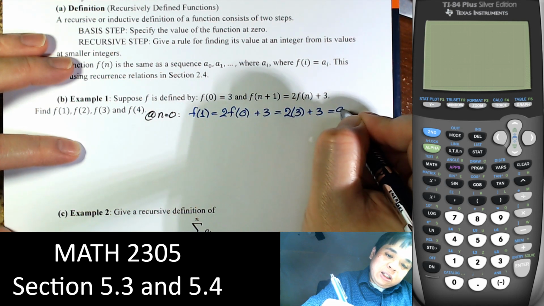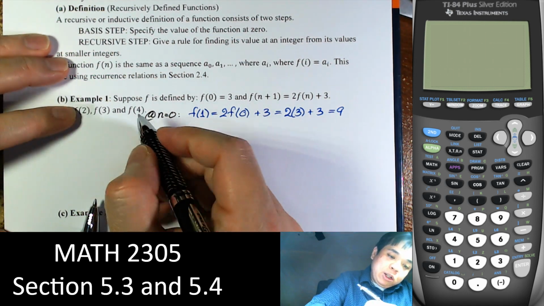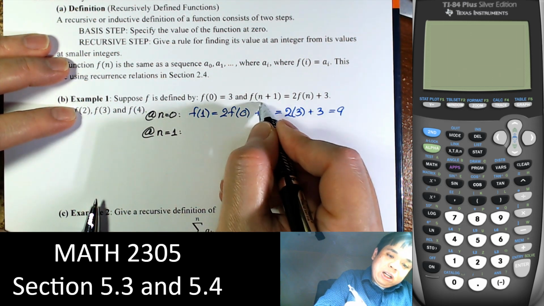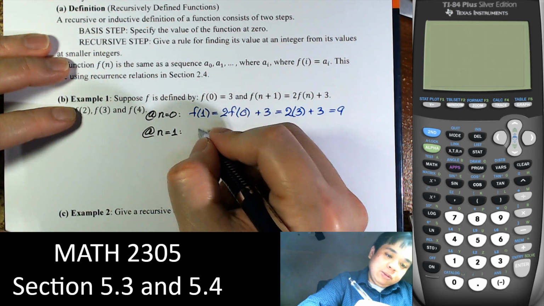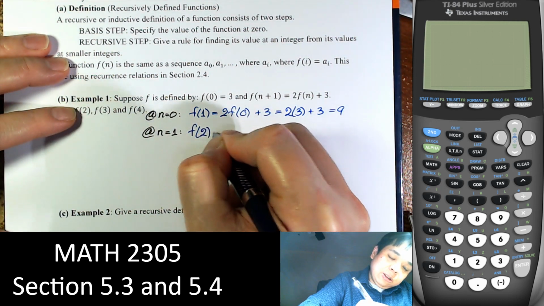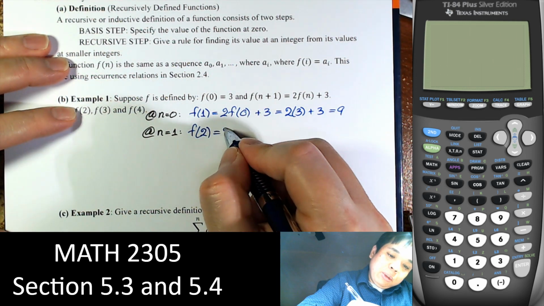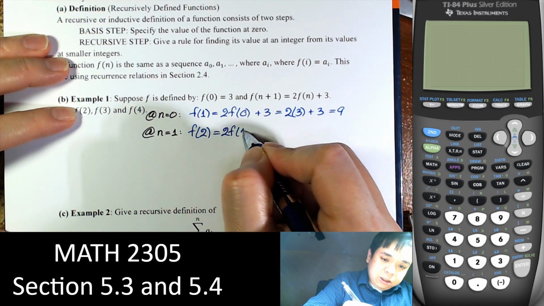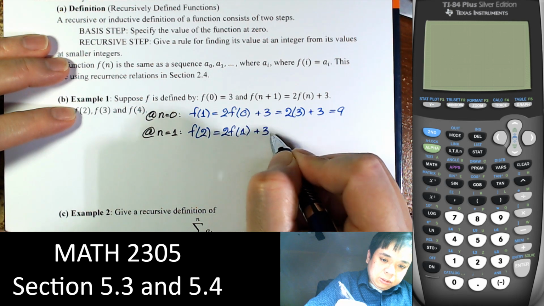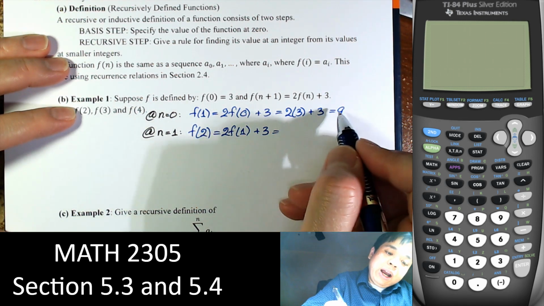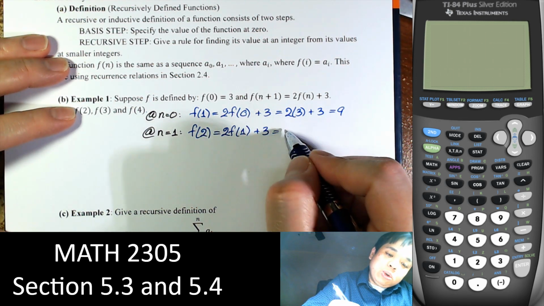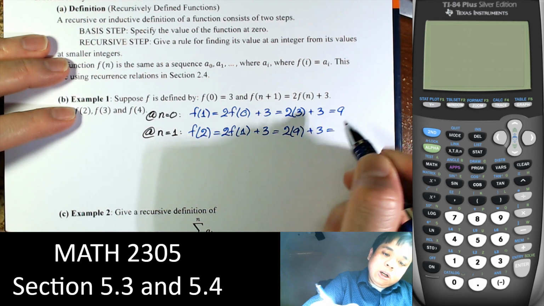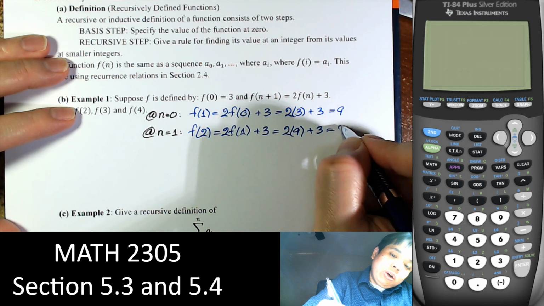So that is 9. Now we want f of 2. That is when n equals 1, so put 1 in here. That makes f of 2 be 2 times f of 1, and f of 1 is equal to 9. So that is 18 plus 3, 21.